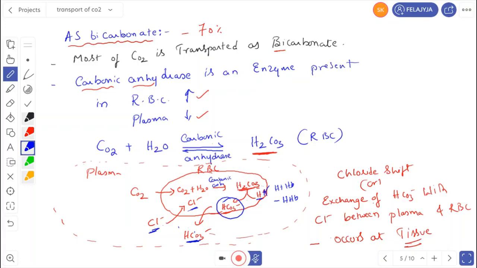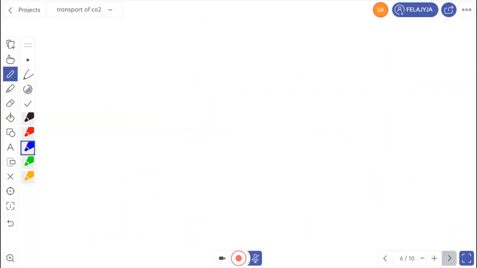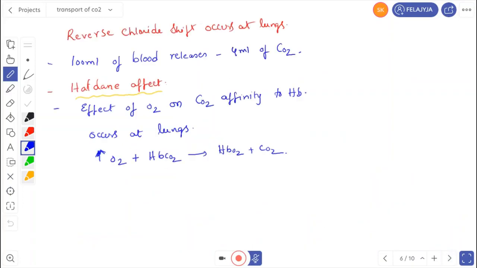So this exchange of bicarbonate and chloride ions between RBC and plasma is called the chloride shift. Generally the chloride shift occurs at the tissues. Right. Then reverse chloride shift occurs at the lungs. Then 100 ml of blood can carry 4 ml of carbon dioxide.